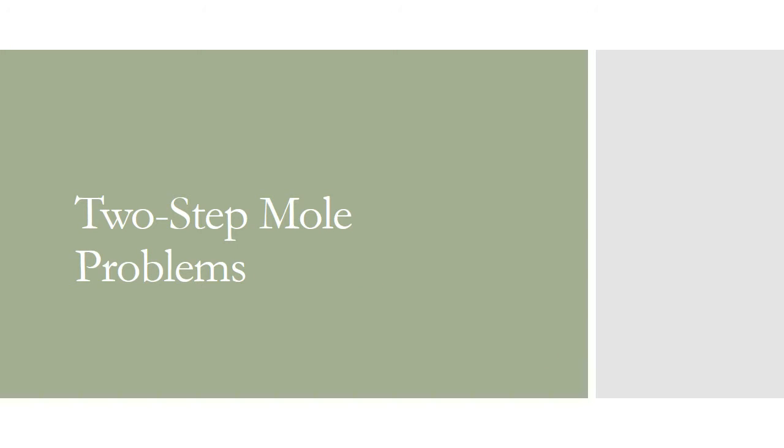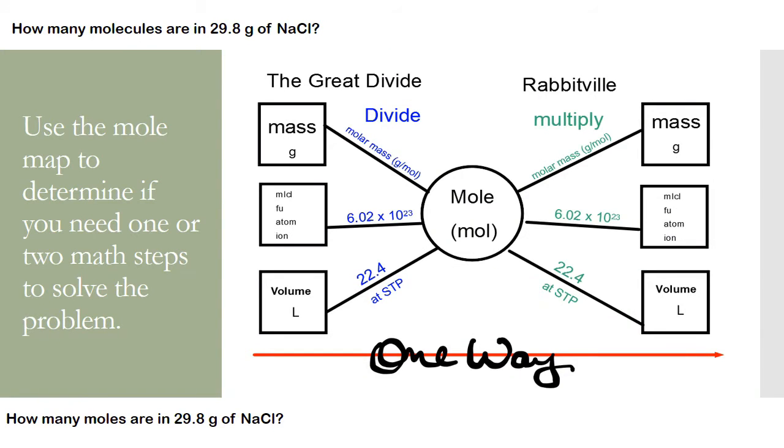This is a two-step mole problem tutorial. The first thing you want to do when solving a mole problem is to read the problem, find the number that has units attached to it. That will be your starting point, and then find the unit that you are trying to go to.